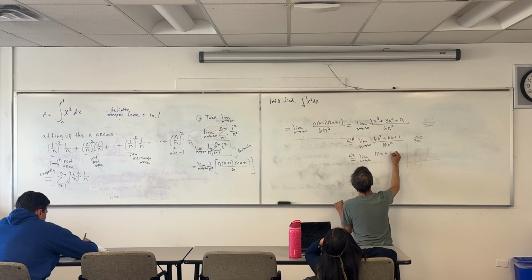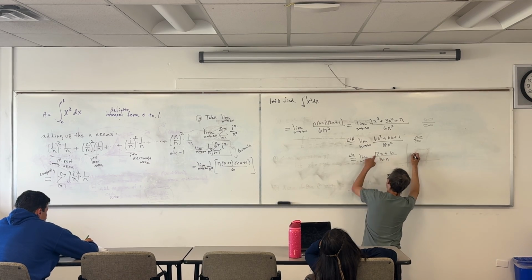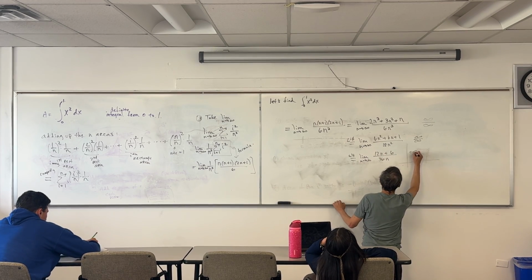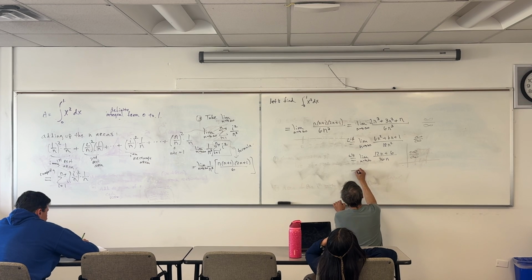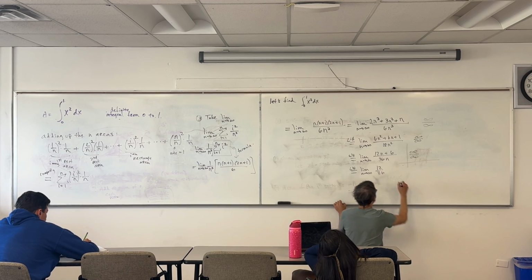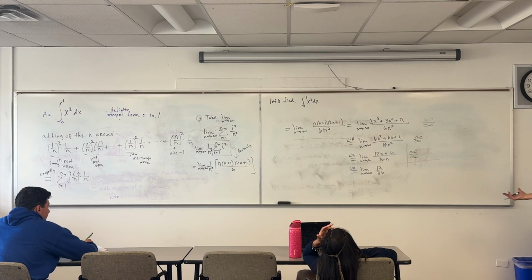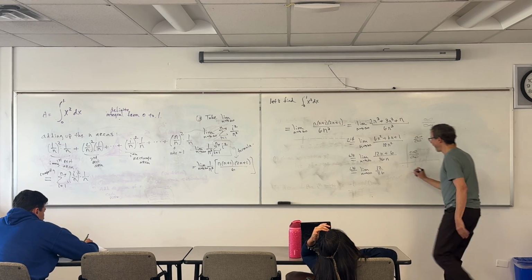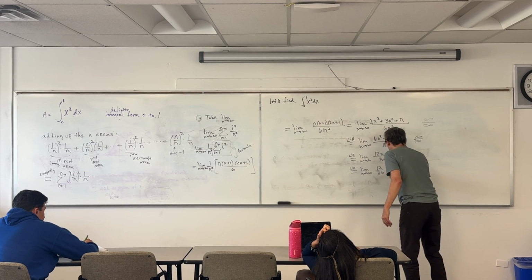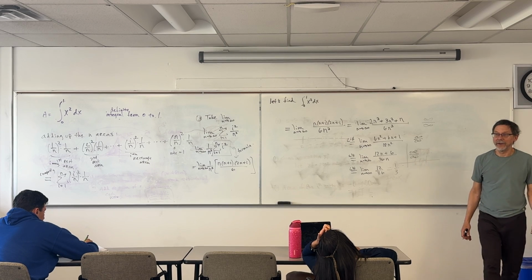12n plus 6 over 36n, still going to infinity over infinity. Last L'Hopital. Limit as n goes to infinity of 12 over 36. Hey, there's no more n's. What number is that? 1 over 3. That, my friends, is the precise area.